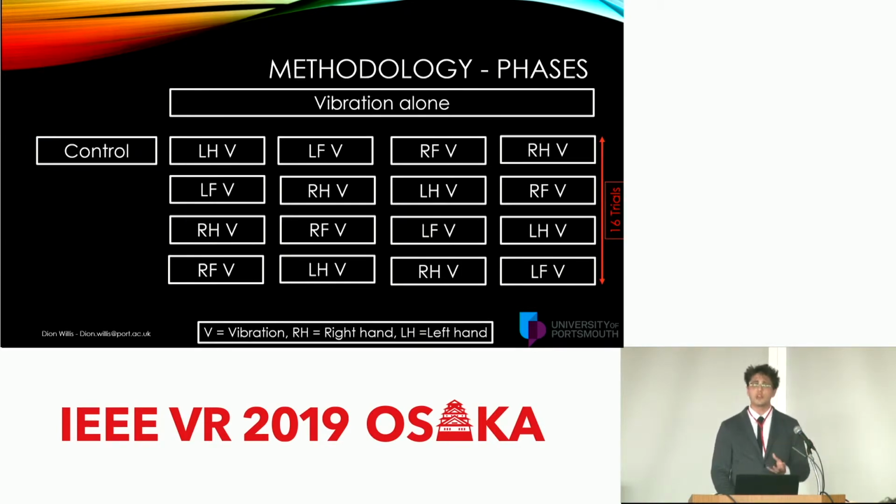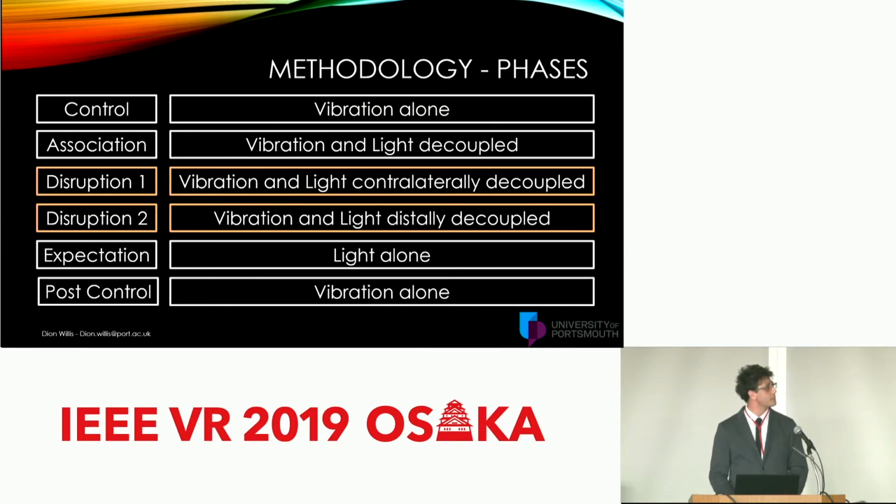We used a Latin square approach to counterbalance each of the vibrations and other vibrations. 16 trials were put out altogether. We further counterbalanced by switching disruption 1 and 2 because we didn't know if there would be an effect between presenting the light contralaterally or distally at some point.